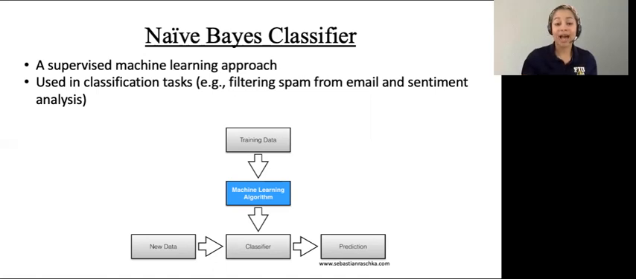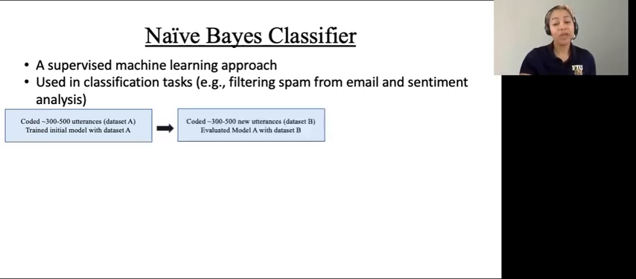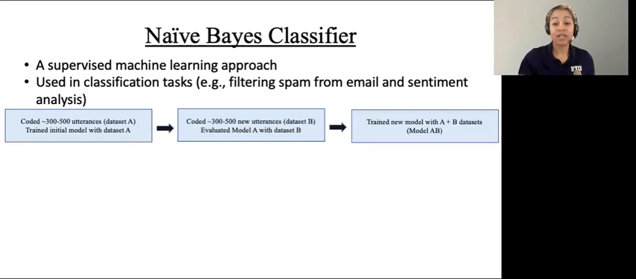So, first, we dichotomously coded roughly 500 utterances as spatial or non spatial, according to the spatial language coding manual developed by Cannon and colleagues in 2007. And we'll call this collection of coded utterances Dataset A. Then we used R to train the naive Bayes algorithm with dataset A. Then we coded another set of new utterances, which we'll call dataset B, and used this to evaluate the model. After the model was evaluated, dataset B was added to dataset A, and then we trained a new model with both A and B, and we'll call that model AB.